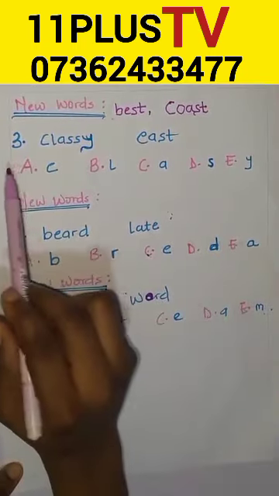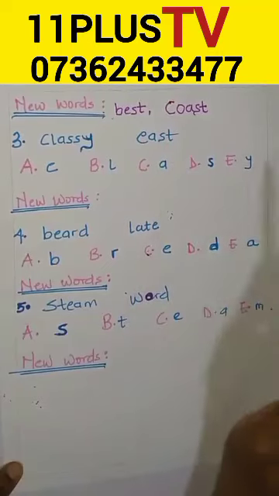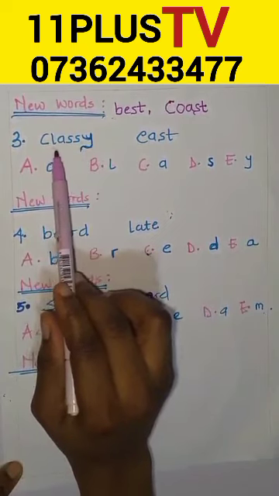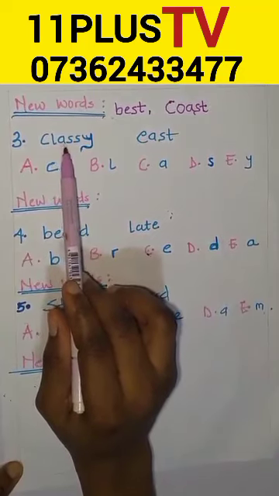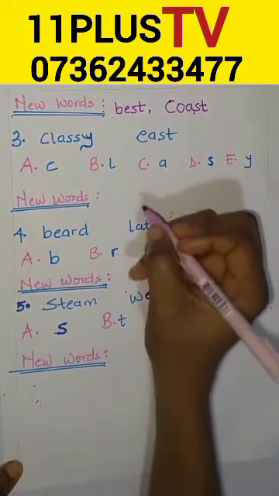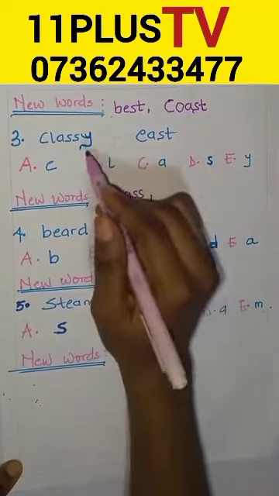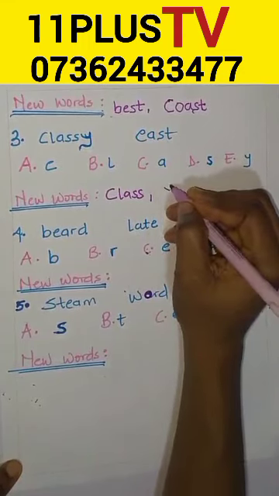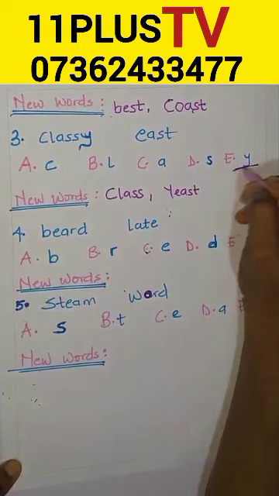Okay, let's move to question 3. We have classy and east. Remove a letter. If you take C, you have lassy, which makes no sense. If you take L, you have cassy. It makes no sense. If you remove A, you can't take A because A is the vowel. So I would take Y. If I take Y, I'm left with class for the first word. And I'll put Y together with east. It becomes yeast. So Y is the correct letter.